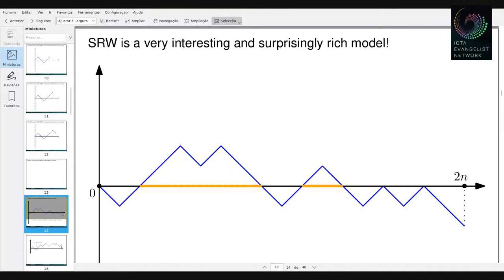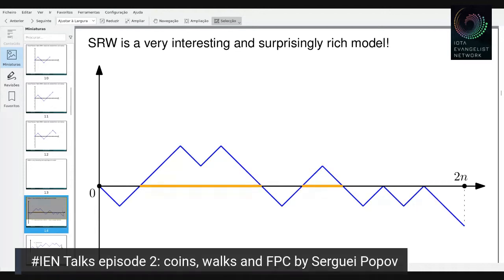And we can consider this T, capital T, which is the so-called time above zero. So here the trajectory is above zero, here also. This length plus this length is what we call T, the time above zero.